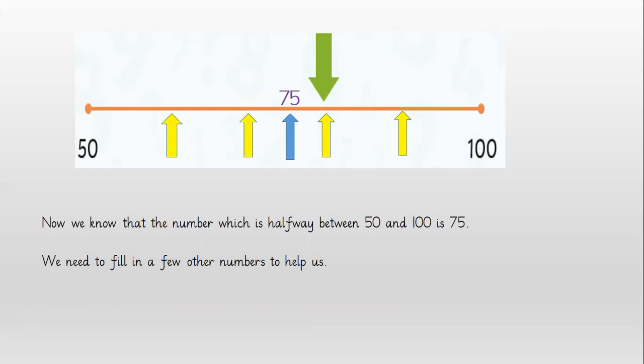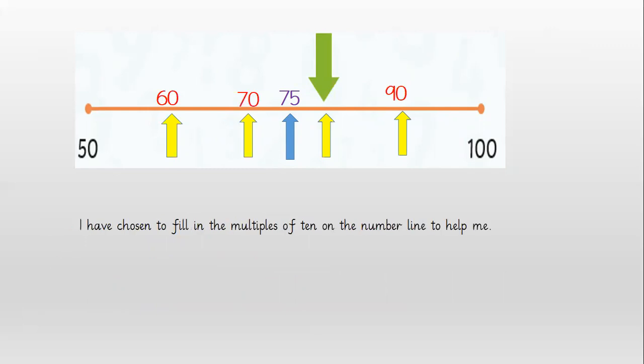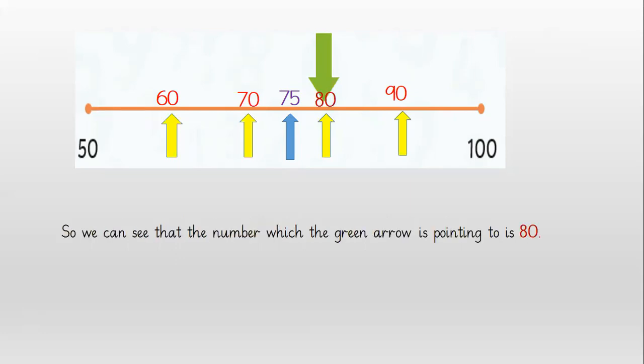So I'll put in a few arrows in there. And let us think about what those arrows could be. So I've chosen to fill in the multiples of 10 on the number line to help me. So I've got 60, 70, and I could put 80. What do you notice about the third yellow arrow and the green arrow? Yes, it's directly across from each other. So what would that number be? So we can see that the number which the green arrow is pointing to is 80.